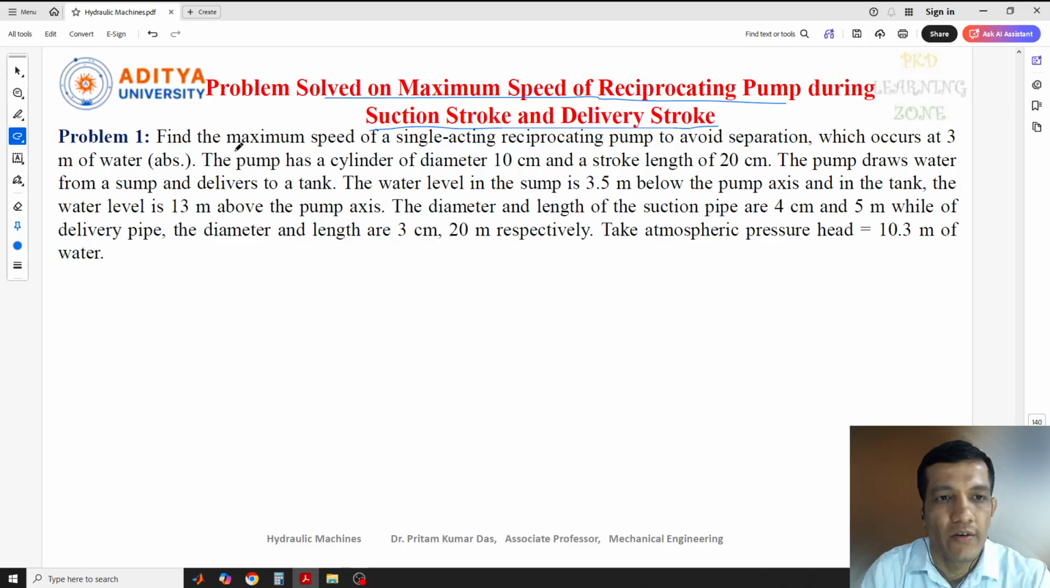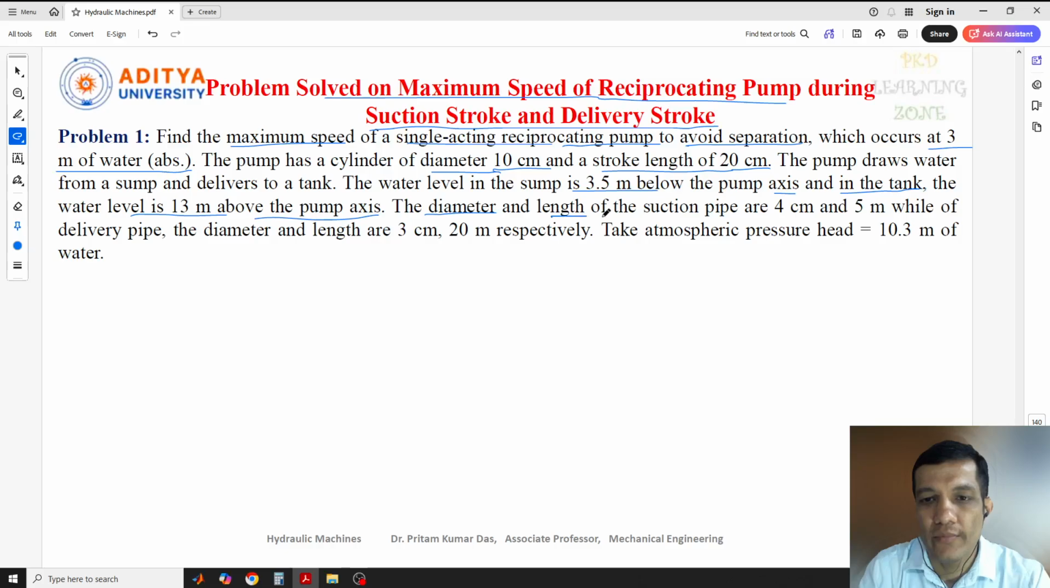So the question is, find the maximum speed of single acting reciprocating pump. So in the first line itself, it is given what we need to calculate: to avoid the separation, which occurs at 3 meter of water absolute. The pump has a cylinder diameter of 10 centimeter and a stroke length of 20 centimeter. The pump draws water from the sump and delivers to a tank. The water level in the sump is 3.5 meter below the pump axis and in the tank, the water level is 13 meter above the pump axis.